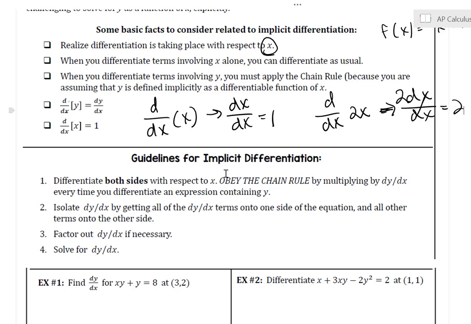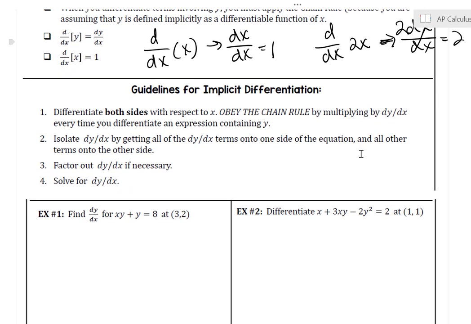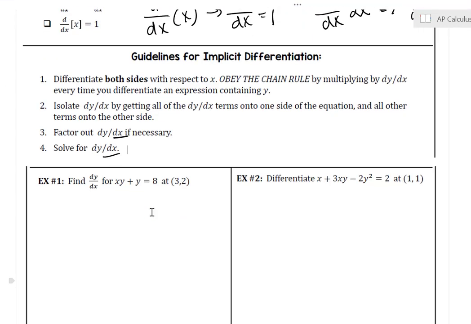So some guidelines for implicit differentiation: you differentiate both sides with respect to x, so we always have this dx. We obey the chain rule by multiplying by dy over dx every time we differentiate an expression containing y. And we'll talk about that in a second. But essentially what that means is if you have a 2y, you still have to think about the chain rule, so the derivative of 2y is 2 dy over dx. And then we isolate dy over dx by getting all of those terms on one side and solving. It's not going to be bad, don't worry.